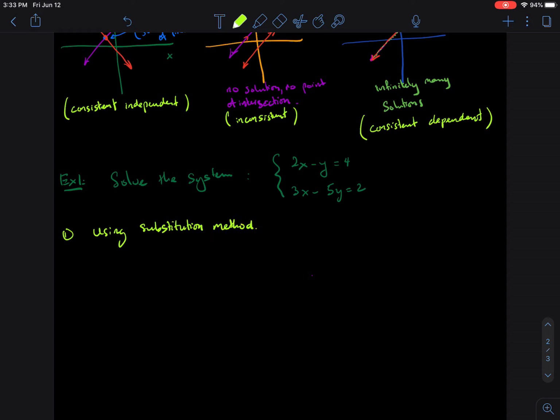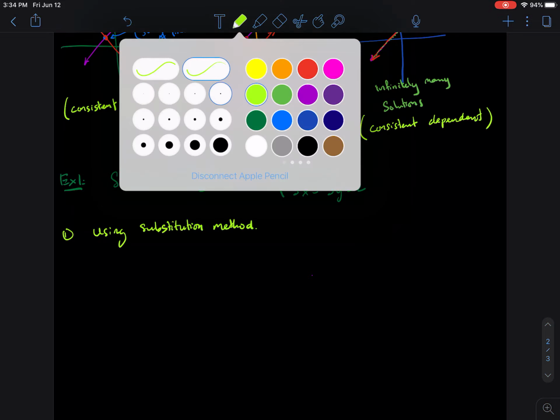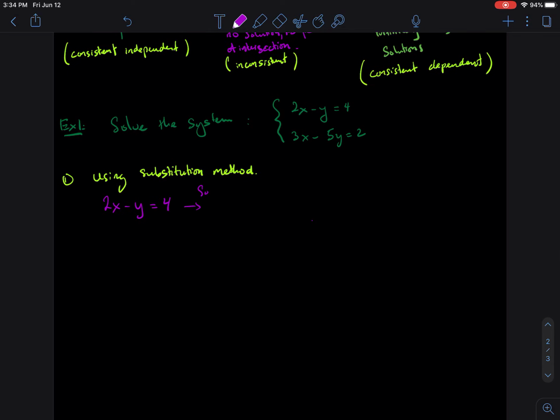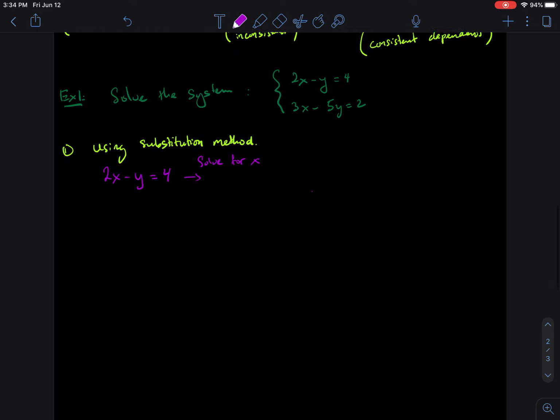Okay, it just means if I want to solve for the point of intersection, I'm going to take one of these equations, solve for a variable, and then take that answer, plug it into the other one, and then solve for the other variable. So I'm going to choose the first equation, and I'm going to solve for x. You can solve for y as well. Doesn't matter. Okay, let's solve for x.